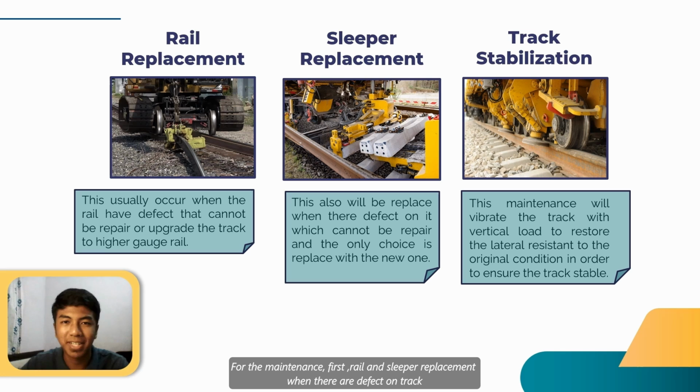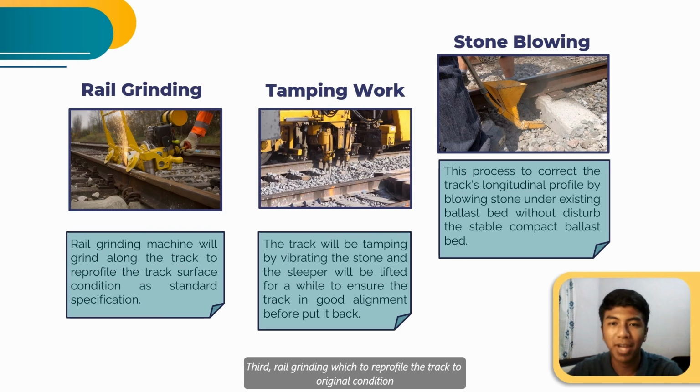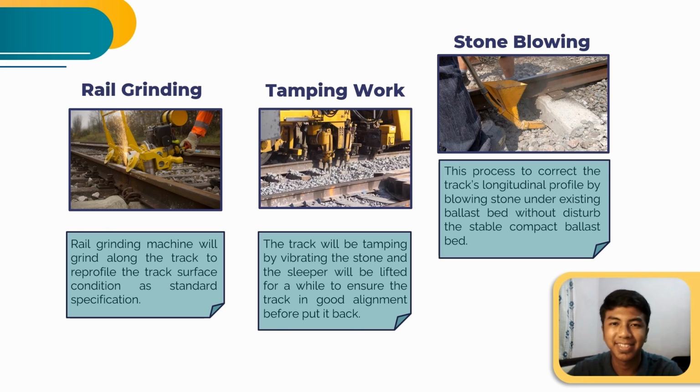For the maintenance, first, rail and sleeper replacement when there are defects on the track. Second, track stabilization to restore the lateral resistance to make it stable. Third, rail grinding, which to reprofile the track to original condition. Next, damping work to ensure the good track alignment by vibrating the stone. Last, stone blowing, which to reprofile the track longitudinal by blowing the stone.